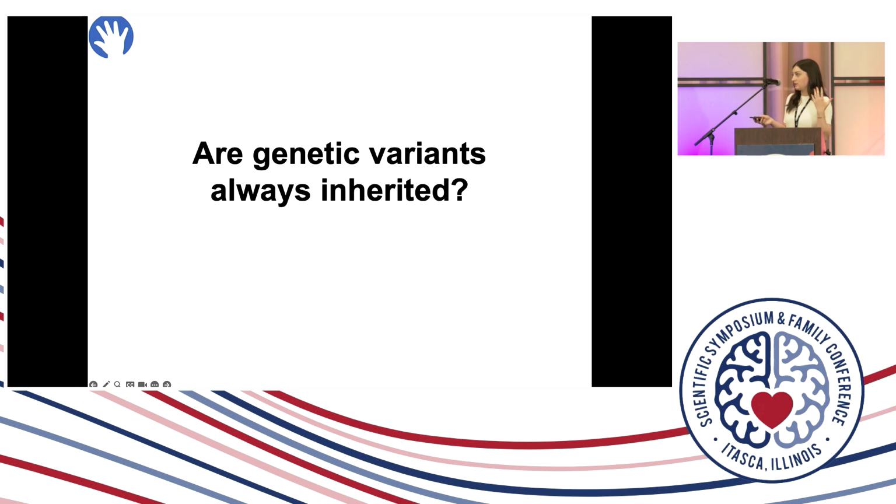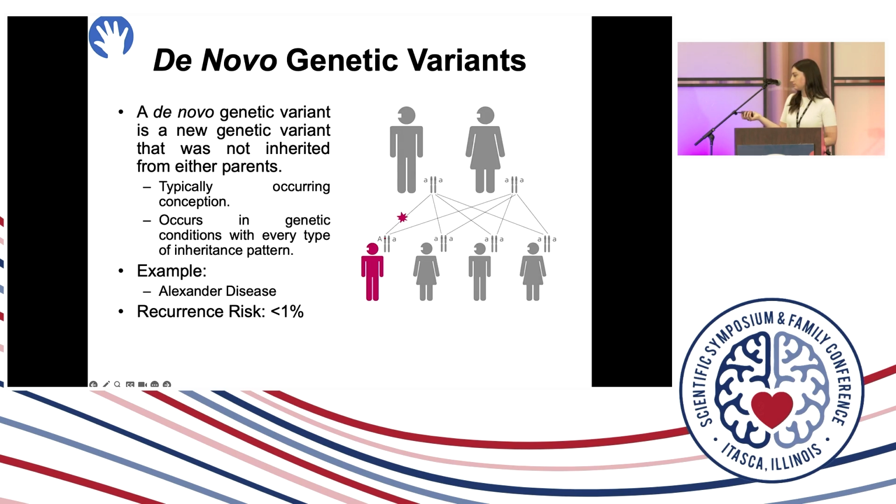And now that we've talked a lot about inheritance, we have to go into a discussion of, are genetic variants always inherited? And the answer to that is no. You may have heard that all humans are unique. And the reason that we're all unique is because we all have unique genetic changes in comparison to one another. These genetic changes are referred to as de novo. De novo is a Latin phrase meaning in the beginning or anew.